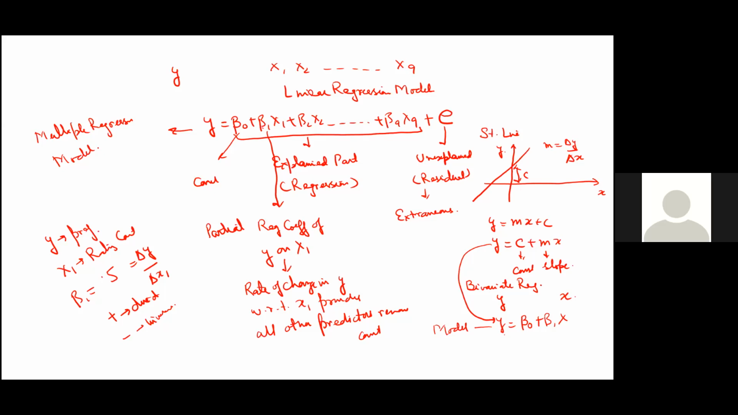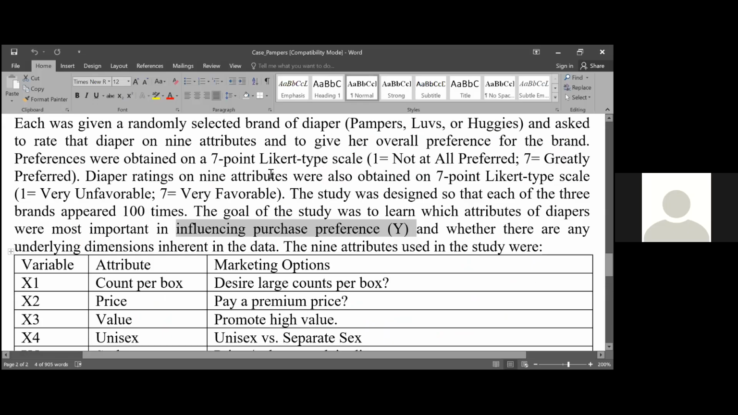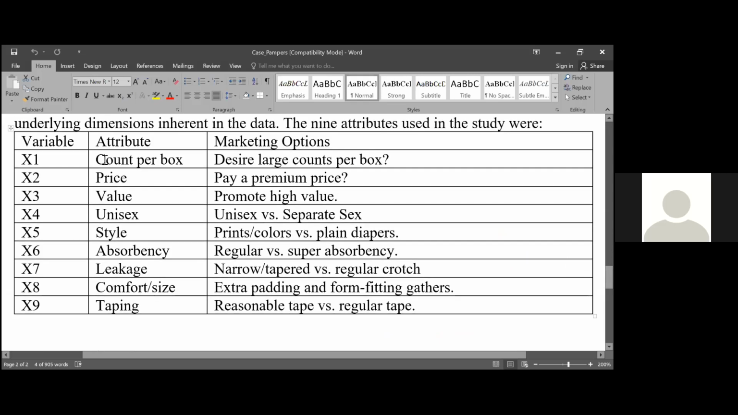And the question is, last example again, what is x1? Okay, right. Here, as I am showing you the data file, sorry, the variables, y is the overall preference. As you see, x1 is the rating given to count, means how satisfied the person is with the count per box. So count per box is represented by x1. These are our independent variables, and x1 is just the representation of the first variable.